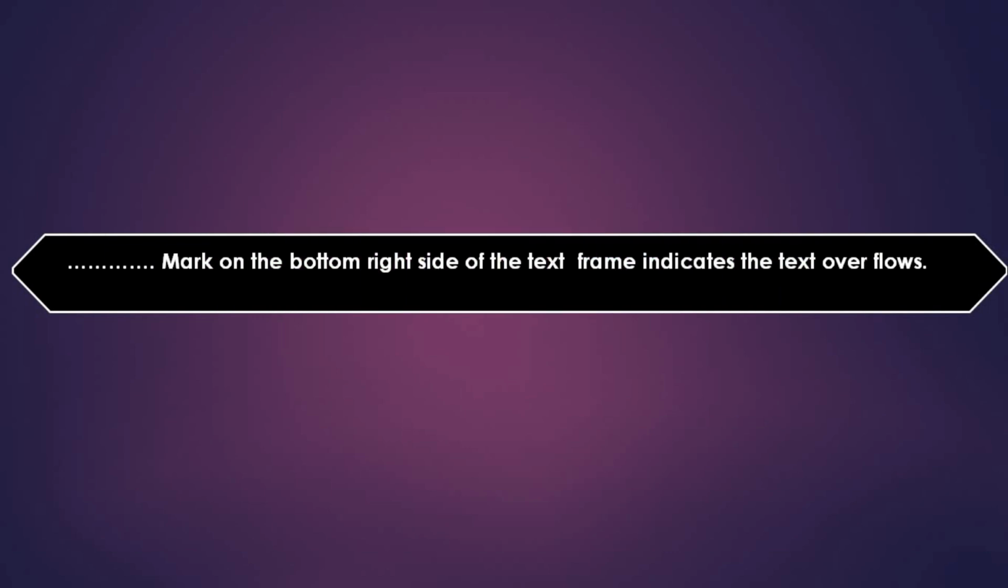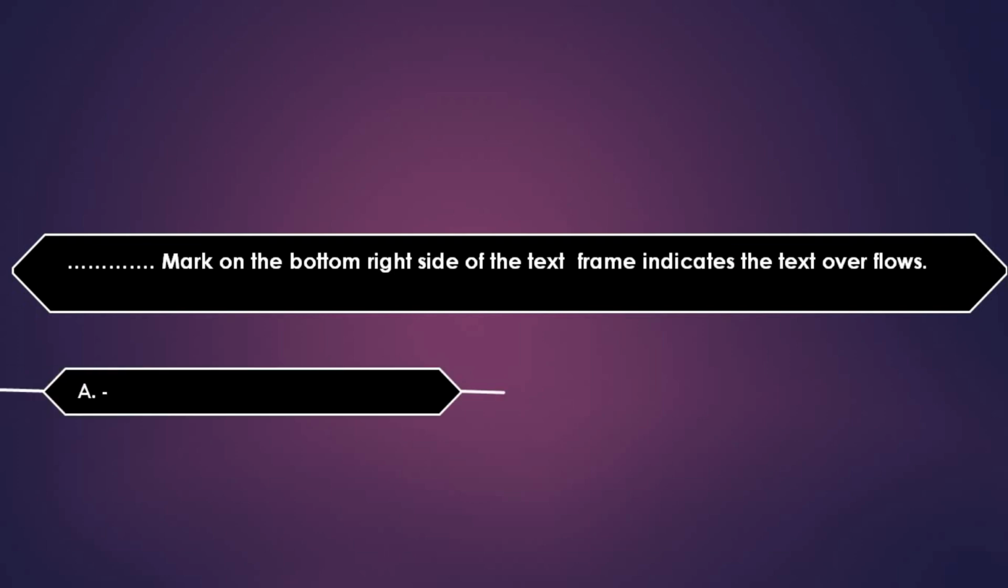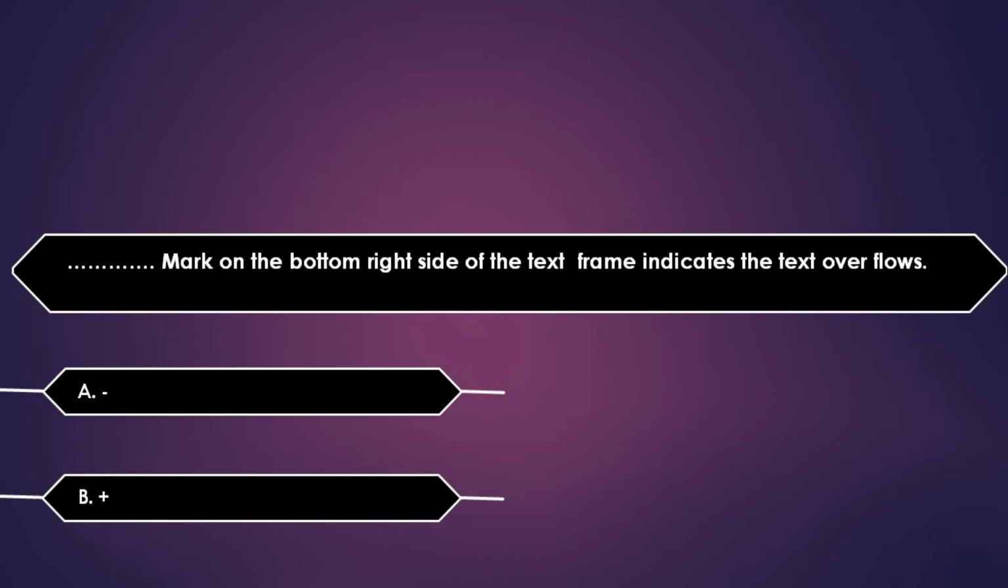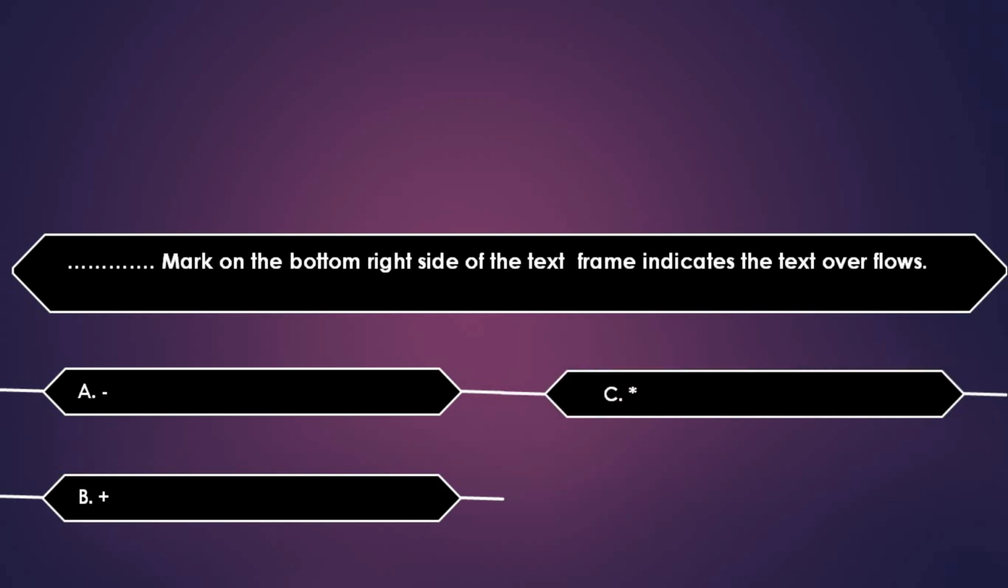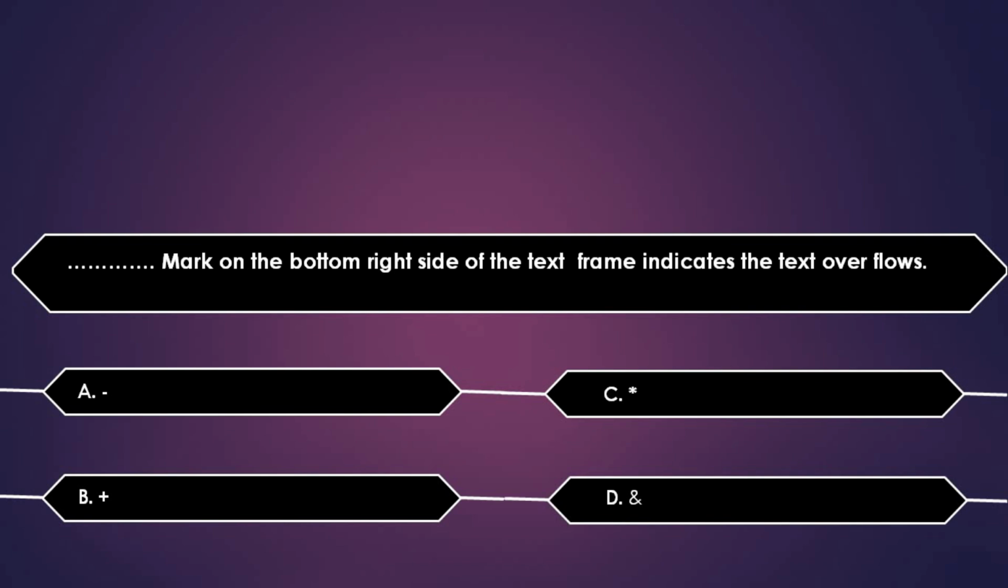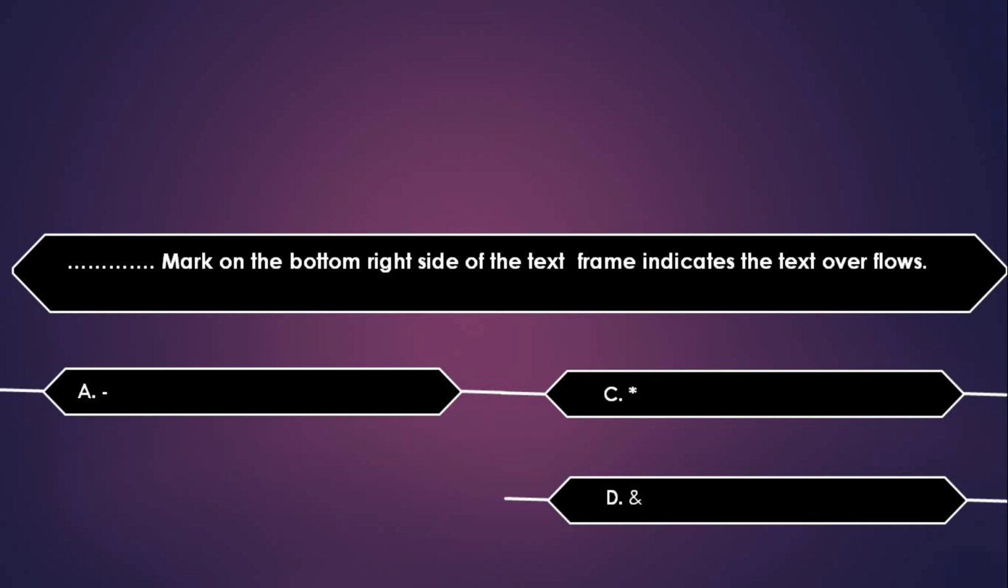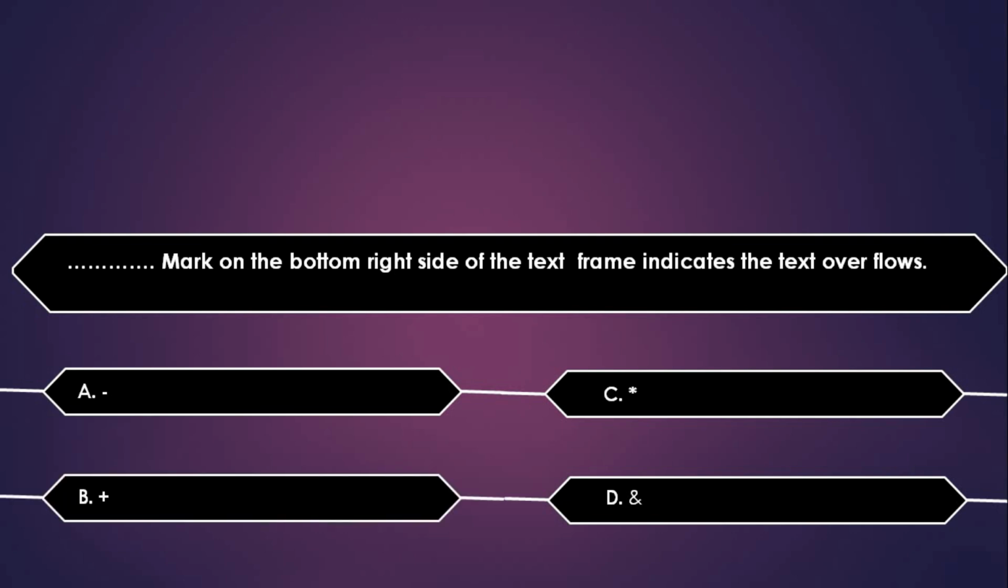Dash mark on the bottom right side of the text frame indicates the text overflows. A. Minus sign. B. Plus sign. C. Asterisk sign. And D. And sign. The right answer is plus sign. Plus mark at the bottom right side of the text frame indicates the text overflows.